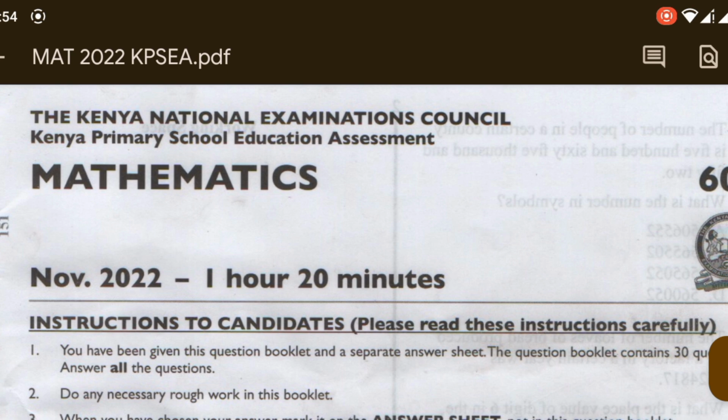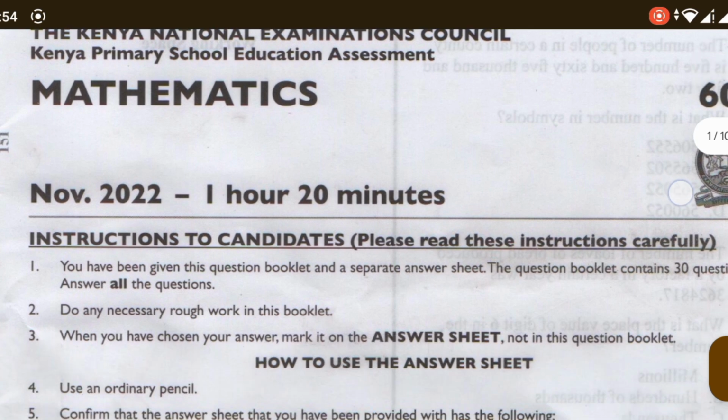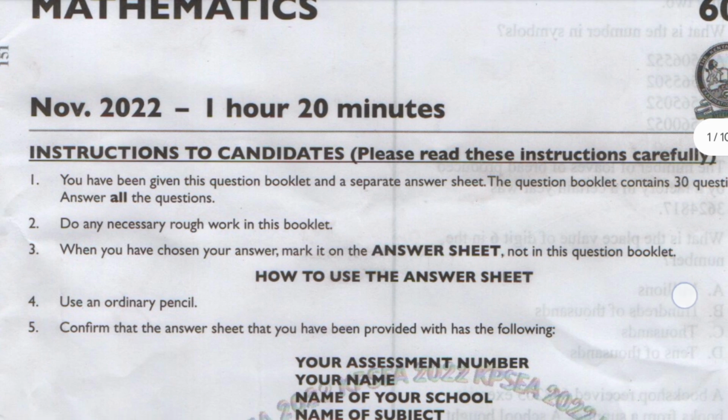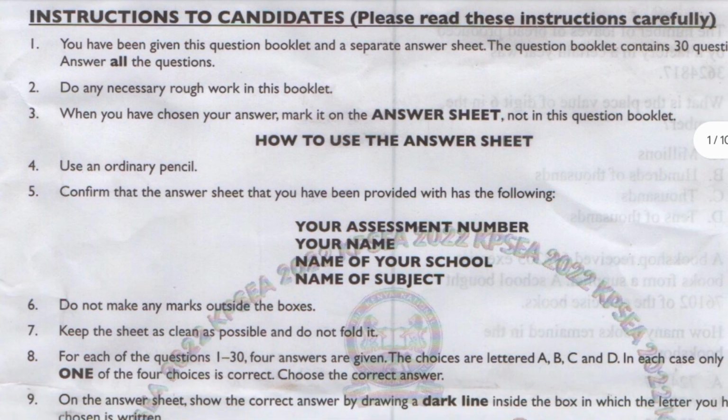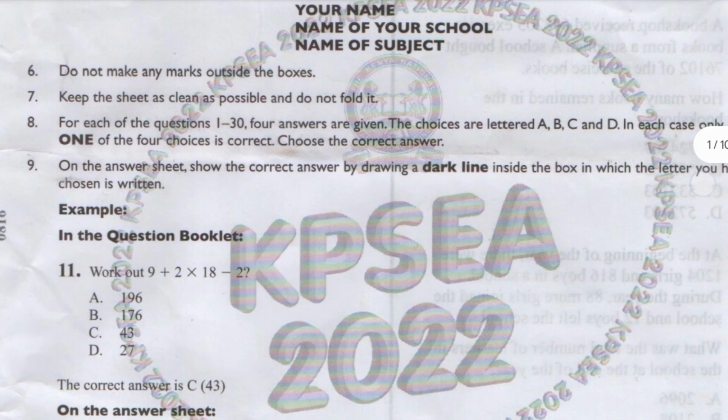So for all candidates who are sitting this exam this month in 2 weeks, I wish you all the best. Make sure you read all the instructions keenly, take your time, all right? So all those are the instructions.